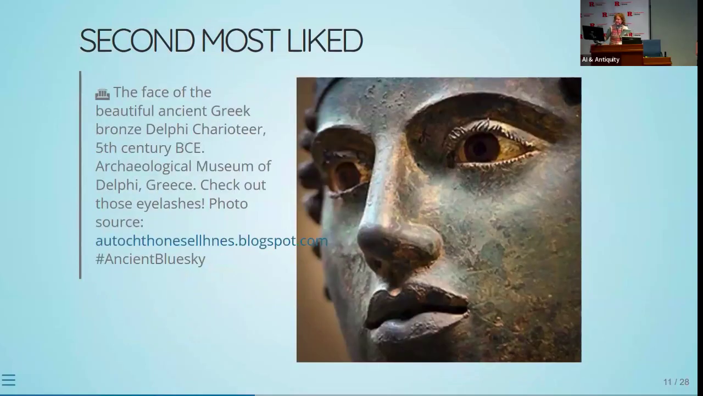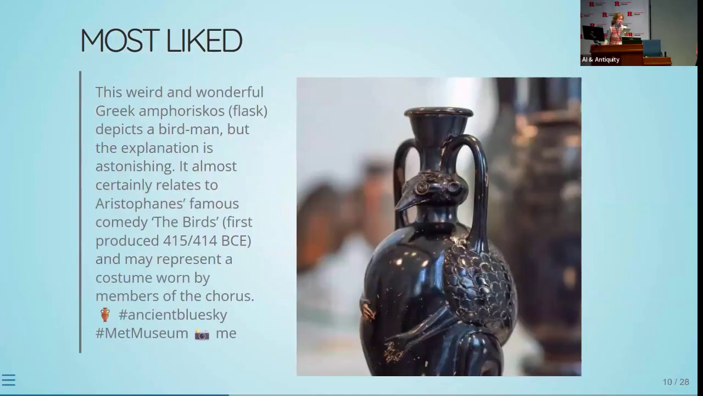This is the second most liked post, the face of the beautiful ancient Greek bronze Delphi charioteer, 5th century BCE, Archaeological Museum of Delphi, Greece. Check out those eyelashes. So we can see this is a very pretty boy. And that one had 822 likes. And so I think what we can see from these images is that people are using Bluesky to share enjoyment of beautiful and strange cultural objects. And obviously there are a lot of like-minded people who are liking these posts and sharing them.